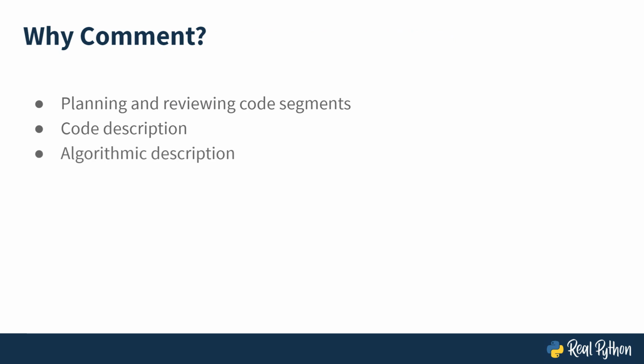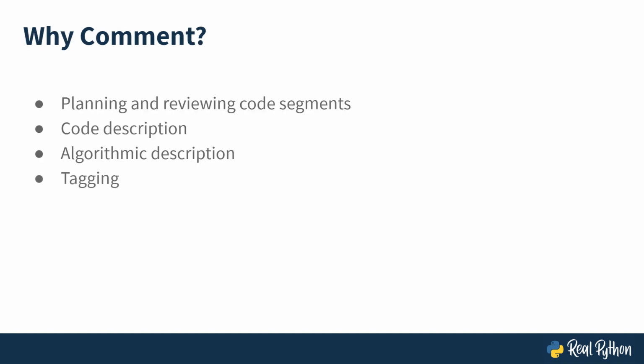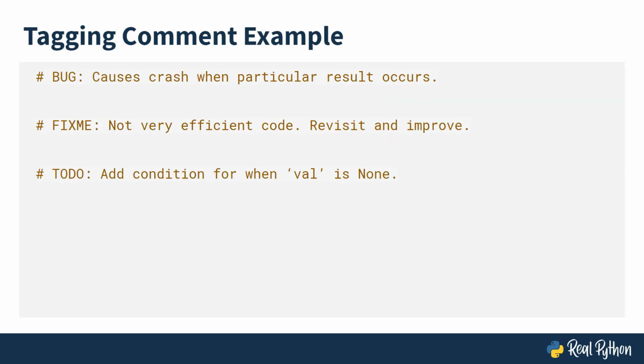Algorithmic description. Using comments is useful in this case to explain how the algorithm works or how it has been implemented within the code. Describing why a certain approach over a different approach was taken may also be appropriate. And the example here shows that, using quicksort for performance gains. It tells you the method you're using and why you're using it. And finally, tagging. This is a convenient way to label certain sections of code where known issues lie or where improvements can be made. Some examples are bug, fix me, and to do.